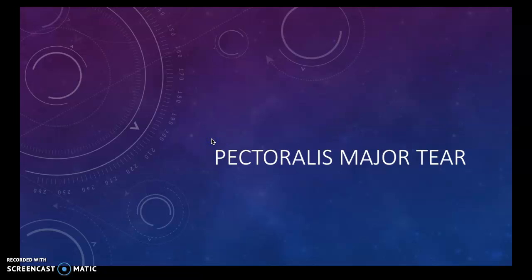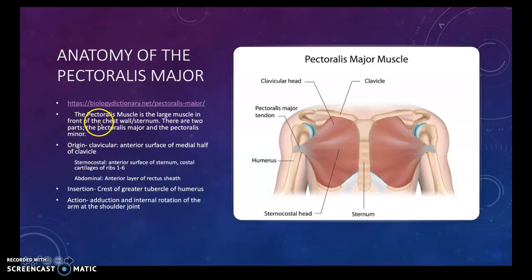So this will be a presentation on the pectoralis major tear and the pectoralis major. The pectoralis muscle is the large muscle in front of the chest wall or sternum. There are two parts, the pectoralis major and the minor. We're going to be focusing on the major, which is located anteriorly to the minor. It has the clavicular head, the sternocostal head, and the abdominal head. And then there's the clavicle and the sternum and the humerus as the bones.